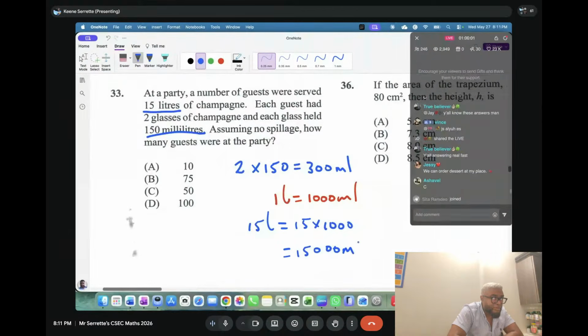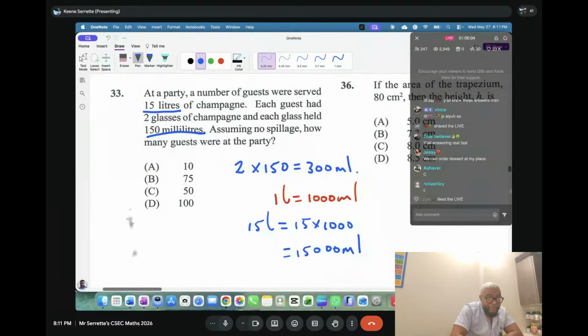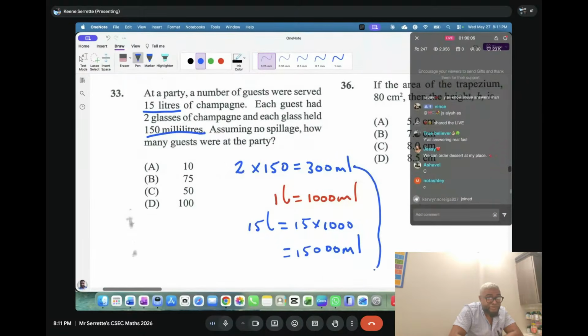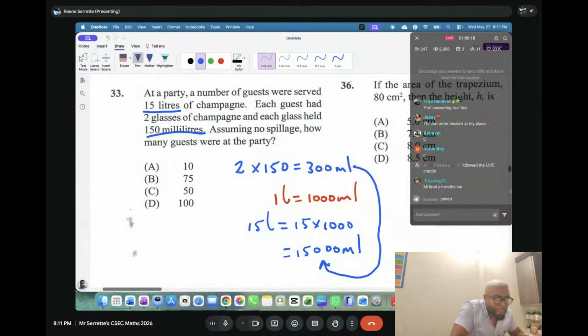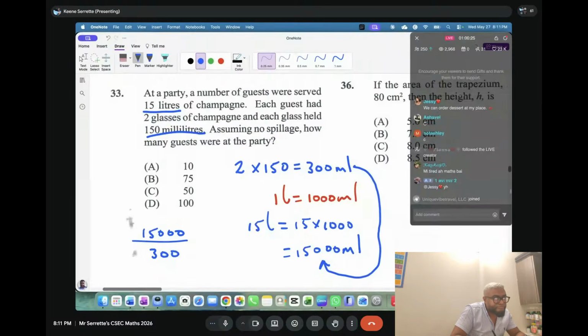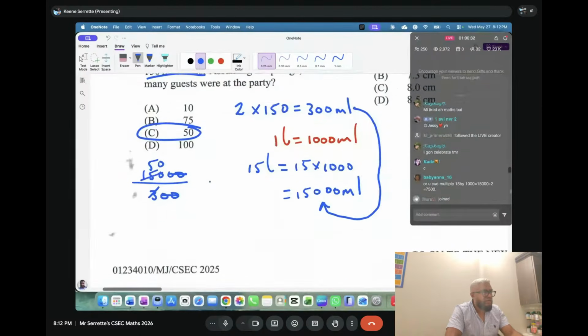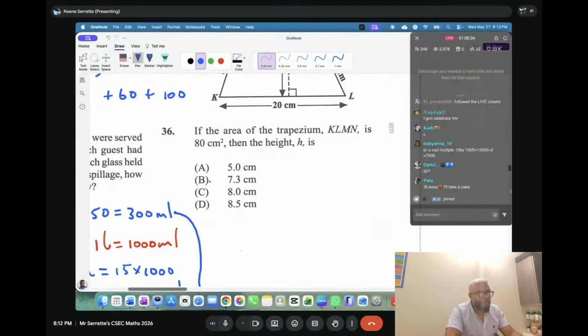So this is in milliliters. We need to find out how many of 300 I could get in here. Because one guest takes 300 milliliters, I need to find out how many groups of 300 milliliters I could get in 15,000 milliliters. That will tell me how many guests were at the party. How much again there? 50. Very good.